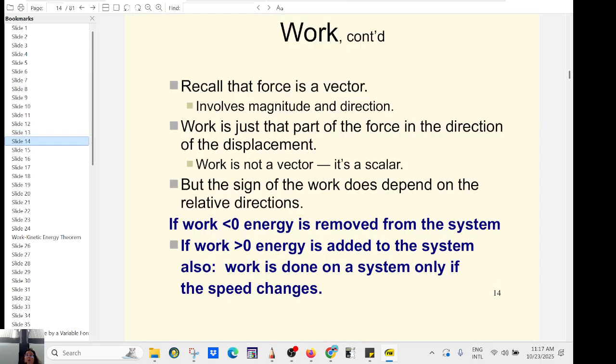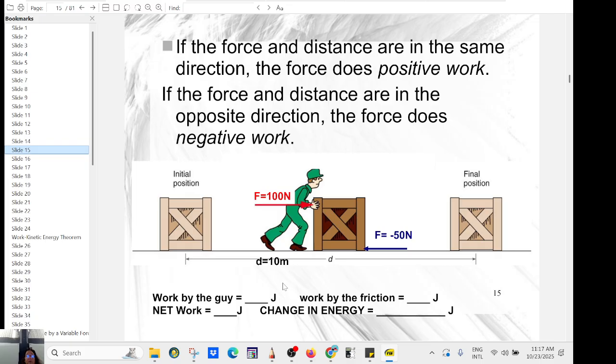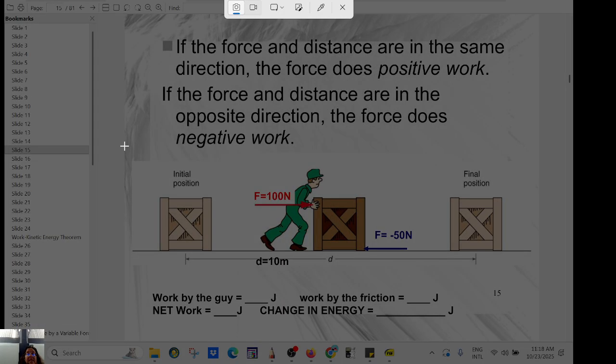Okay. If work is negative, that means kinetic energy is removed from the system. If work is positive, kinetic energy is added to the system. So here you have two ways to do it. We need to find the change in kinetic energy, so we need to find the net work. Because you have several forces, each force will change the kinetic energy. So we need to find the net force.